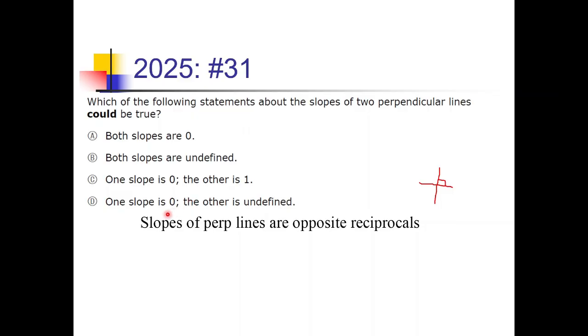So let's start with the assumption that one slope is 0. Let's say m1, slope 1, is 0. The opposite reciprocal of that would be negative 1 over 0. But what is negative 1 over 0? Well, dividing by 0 gives you undefined. So that means that if one slope is 0, the other is going to have to be undefined. Which is to say, if one line is horizontal, the other line must be vertical. So that would be choice D.